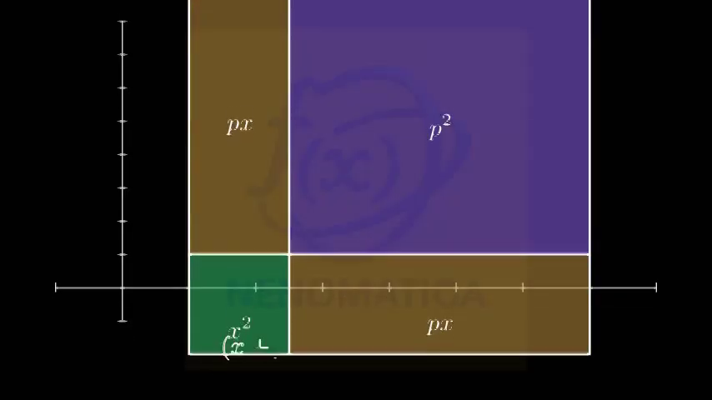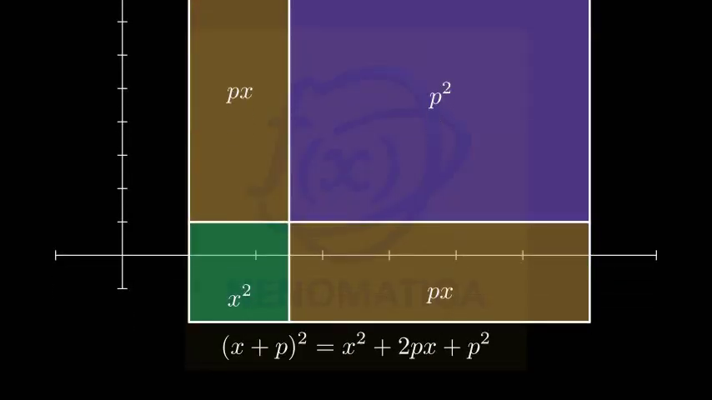Let's visualize this geometrically. A perfect square trinomial can be represented as a square with side length x plus 6. The area of the square is (x plus 6) squared, which equals x squared plus 12x plus 36. The coefficient 12x represents the sum of the areas of these two rectangles, each with area 6x.